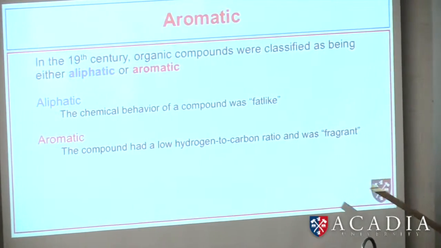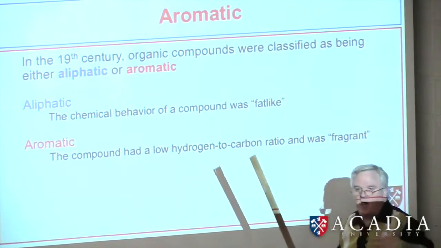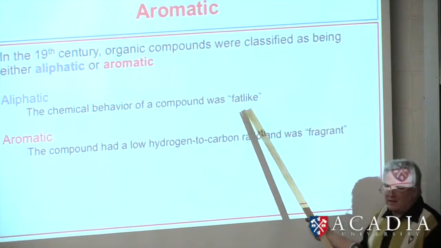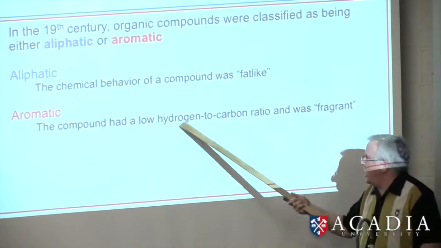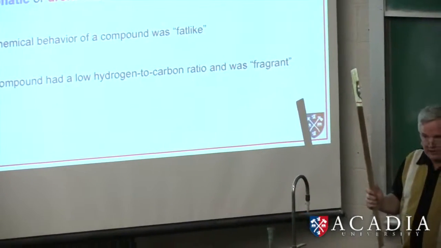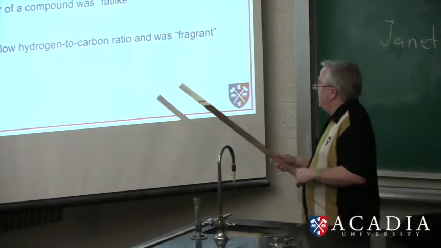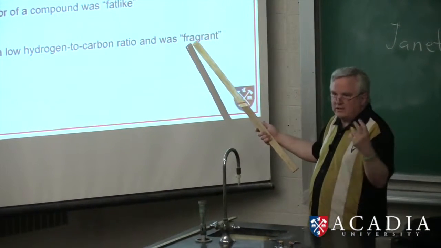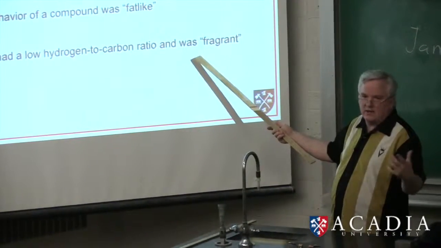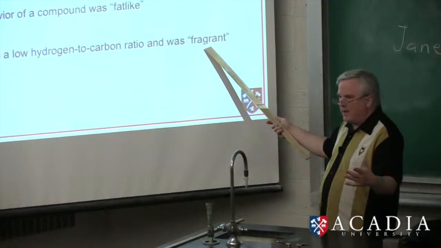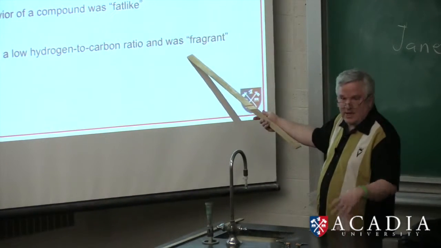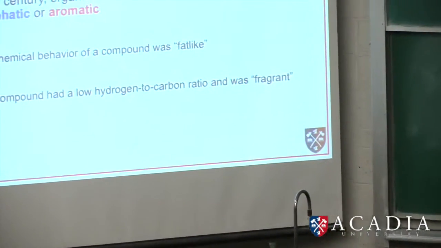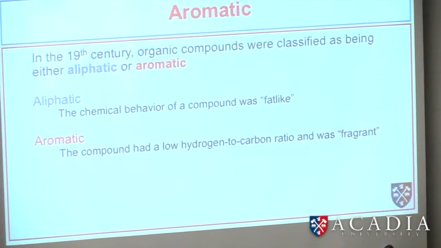So, we talk about aliphatic and aromatic compounds all the time. Aliphatic originally meant that the chemical behavior of a compound was fat-like. For aromatic, the compounds had a low hydrogen to carbon ratio. It means that they had a lot of unsaturation. They had some double bonds in them. And initially, aromatic meant you could smell these things. They had low boiling points and they were quite fragrant. They were very volatile and you could smell them. By the way, if you smell a lot of aromatic compounds, it's not very good for you. Some of them. Benzene is not. Aromatic has a different meaning now, which you're going to want to take a look at this weekend.